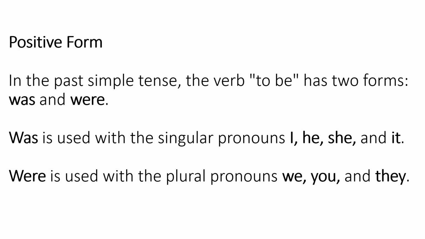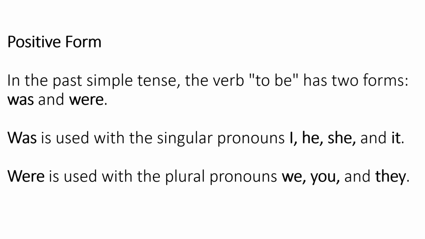Positive form. In the past simple tense, the verb to be has two forms, was and were. Was is used with the singular pronouns I, he, she, and it. Were is used with the plural pronouns we, you, and they.